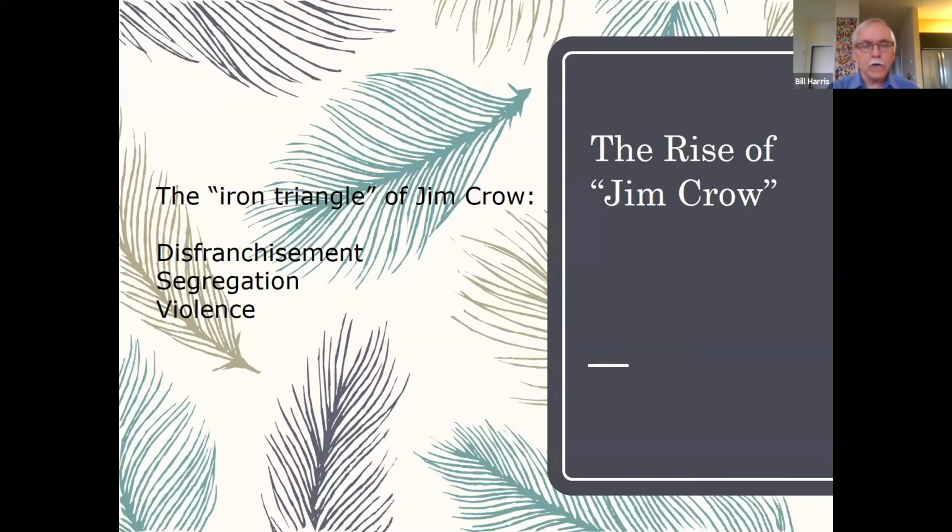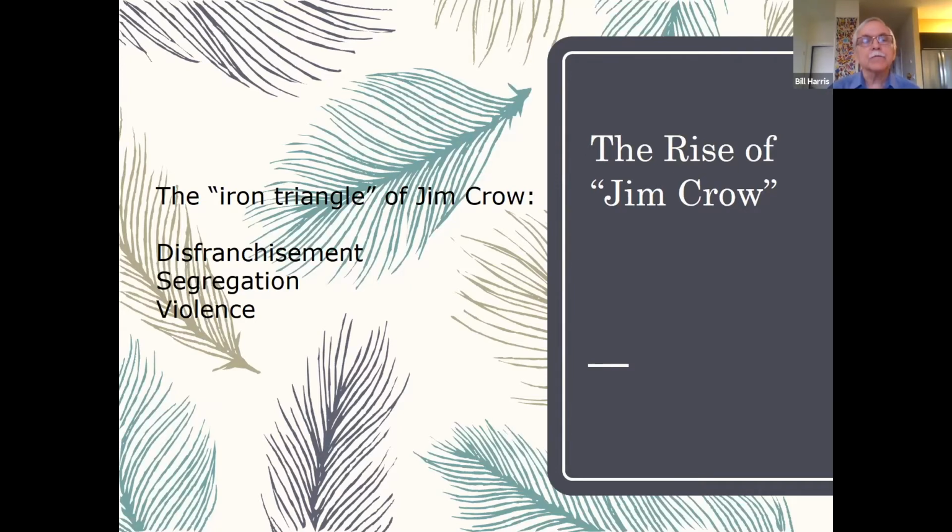And importantly, this did not happen immediately after that 1877 date when the Republicans finally lost power in all of the Southern states. It didn't really happen until the 1890s, which is an interesting aspect of what we're talking about, because Black Southerners did not immediately in 1877 disappear from political life. The three aspects of Jim Crow I'll emphasize, I'll call them the Iron Triangle: disfranchisement, segregation, and violence.